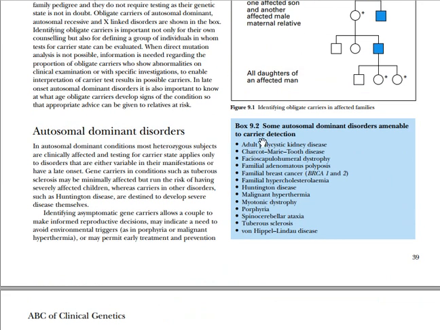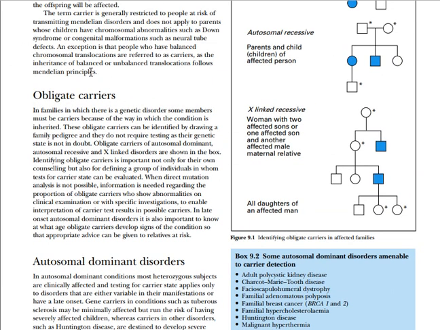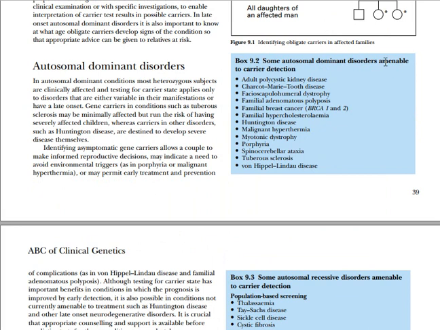Now, autosomal disorders. What are some examples of autosomal dominant disorders which are amenable to carrier detection? We have adult polycystic kidney disease, Charcot-Marie-Tooth disease, and facioscapulohumeral dystrophy. All these disorders are amenable to carrier detection. You can detect the carrier, provided that we can use obligate carrier status, where you don't use any genetic diagnosis to see the carrier status of the parent, the brother, and any relationship. Apart from the obligate carrier method, there are certain methods that can be used in certain diseases in order to visualize the carrier status.